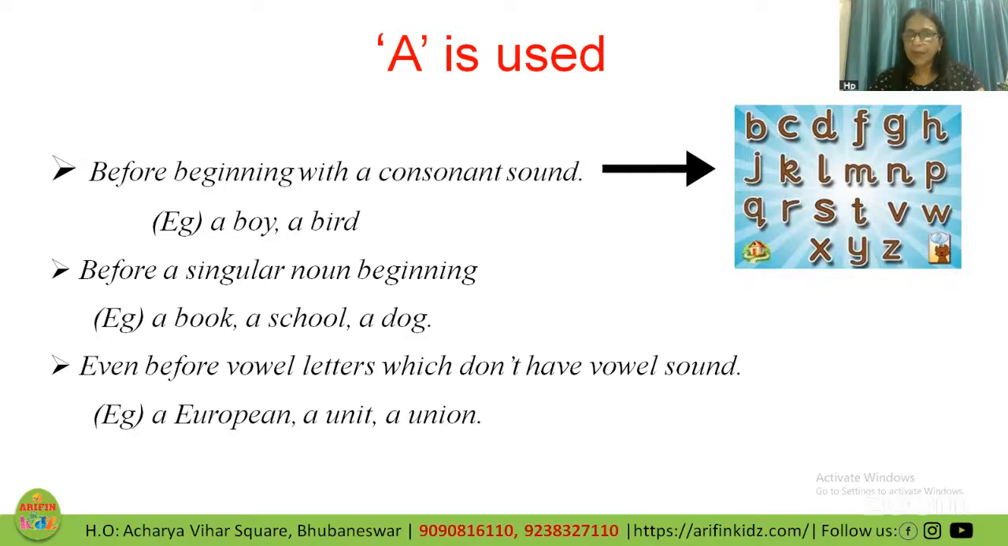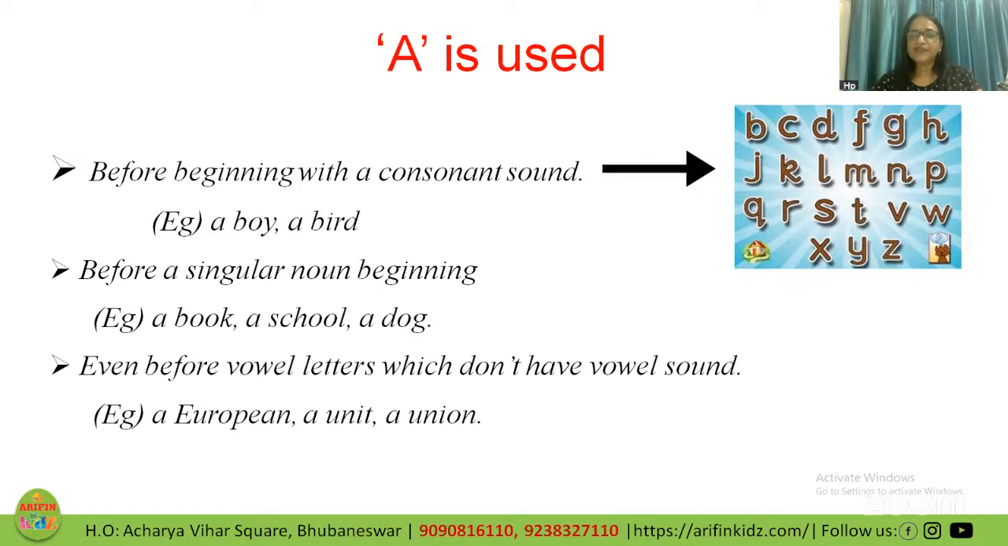Boy, like B, is a consonant sound. Bird also begins with a consonant sound. Before a singular noun beginning like a book, or school, or dog. Here book, school, and dog all begin with a consonant sound. It is not a vowel sound.